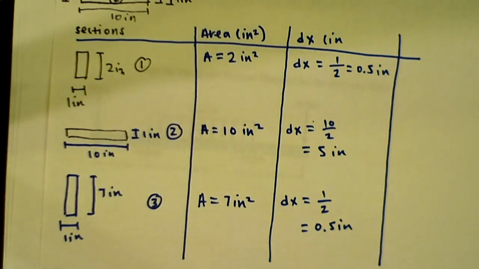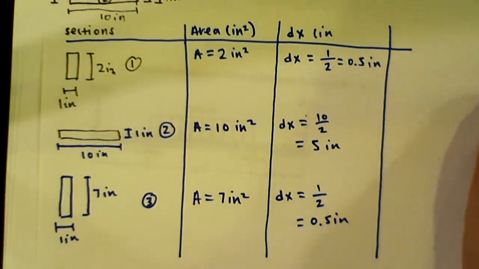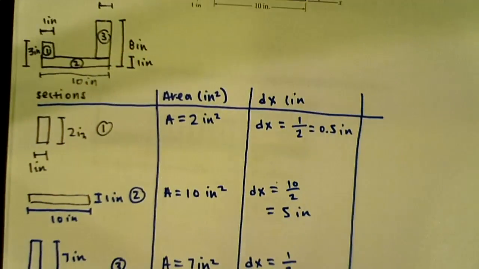So far we found our area and we found our dx. So the only thing left that we have to find is our IY.